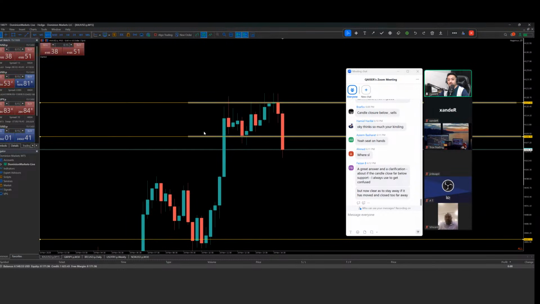Okay, man. A great answer and clarification about if the candle closes far below support. I always used to get confused, but now it's clear. So stay away if it has moved and closed too far away. Yeah, definitely. You need to understand the price action. If it has already moved a lot, what is the probability it will move further? Then you need a lot of volume to move further in that area. But if the candle closes far away from the support or resistance area, you don't need to get into FOMO that you missed the trade.